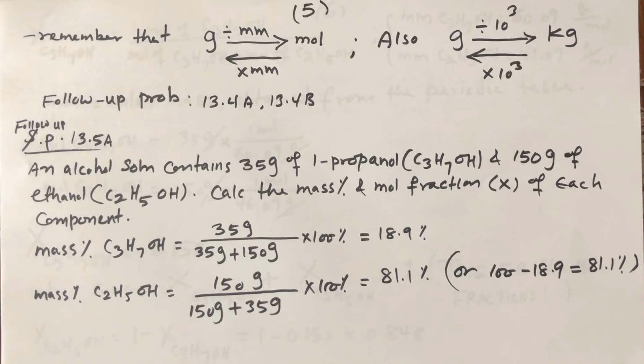Now, another problem, which in this case is a follow-up problem, follow-up problem 13.5a, that discusses the other concentration terms, mass percent and mole fraction, is outlined here at the bottom of this slide. We have an alcohol solution that contains 35 grams of 1-propanol and 150 grams of ethanol, 2 different alcohols. So they make up that solution.